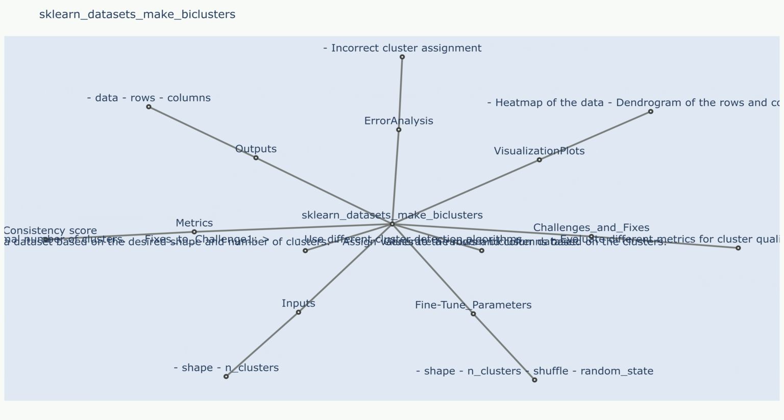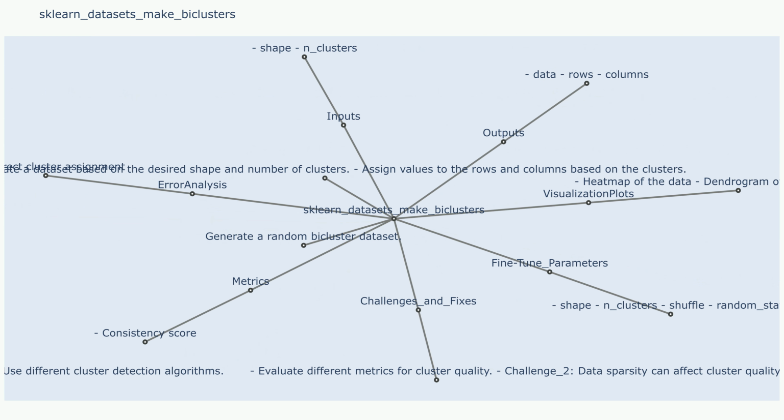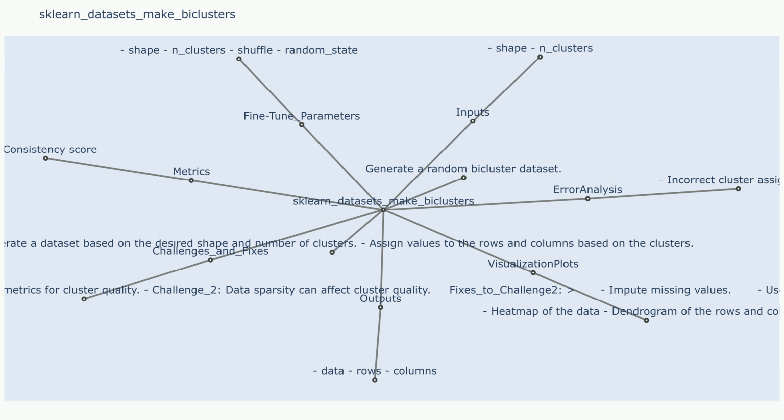n_clusters, the number of biclusters to create in the dataset. Shuffle, a Boolean indicating whether to shuffle the rows and columns of the dataset after creation. This is useful for simulating real-world scenarios where data might not be perfectly ordered. Random_state, an integer or None, used for initializing the random number generator. This ensures reproducibility of the generated dataset.